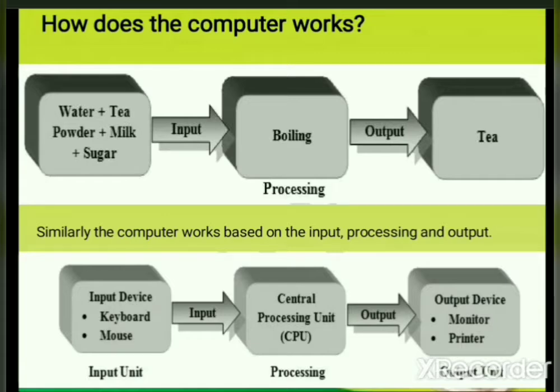Processing. Working on data is called processing. The CPU works on data and does all calculations and thinking and produces the output. The obtained result is sent to the output unit.